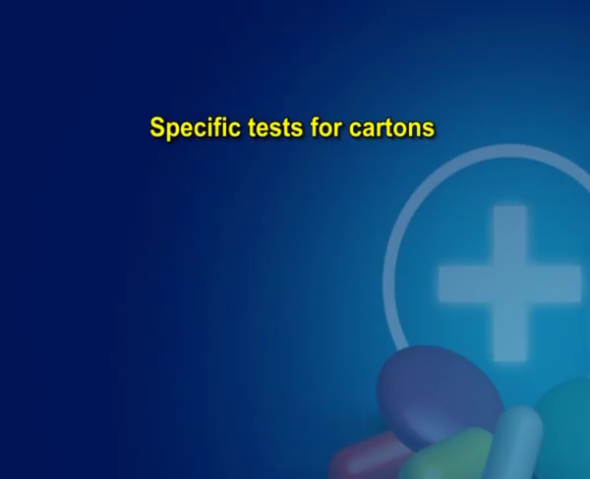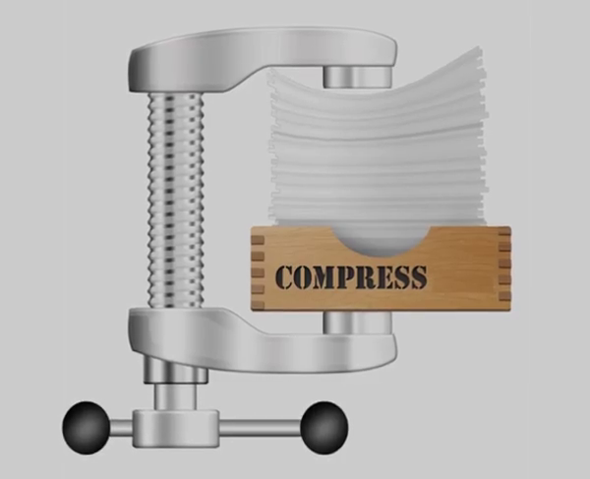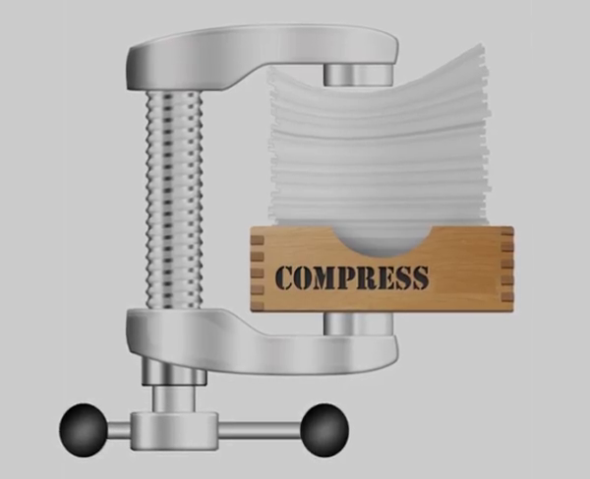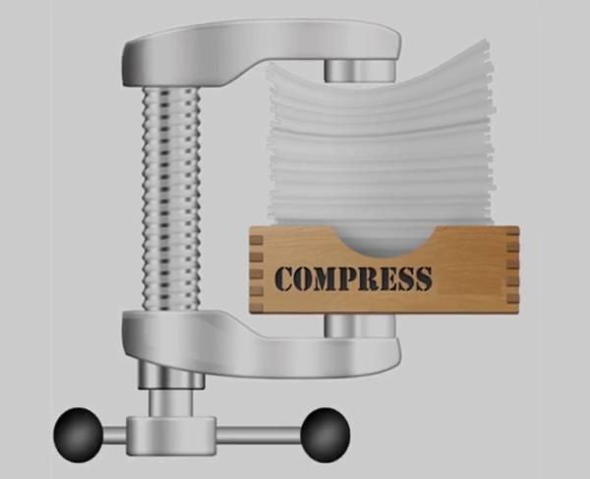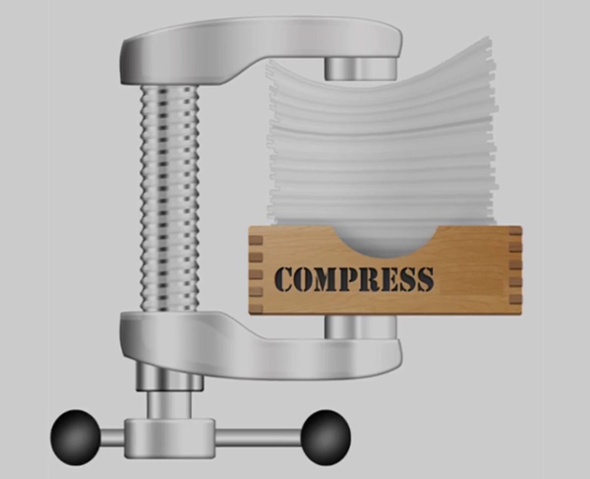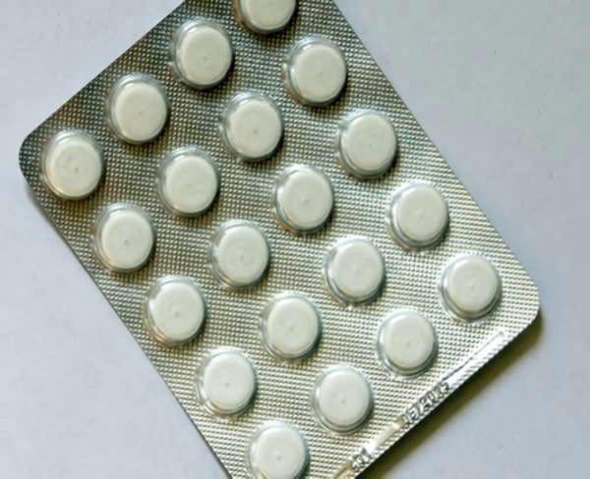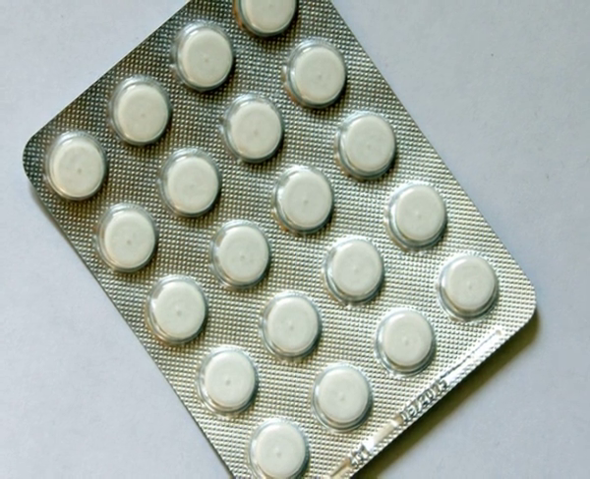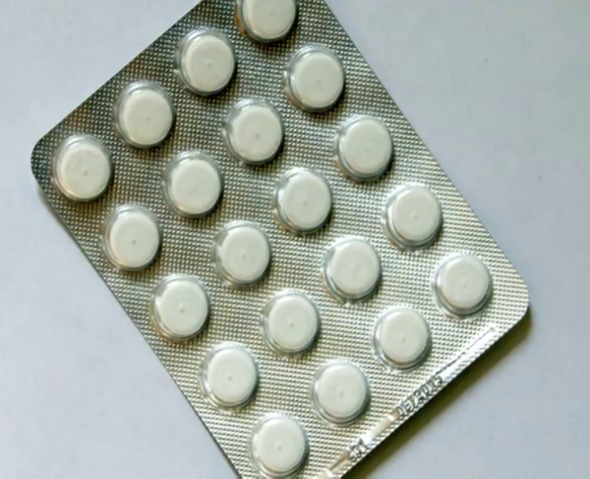Specific tests for cartons. Number 1. Compression. 3 methods can be used to assess the strength of the erected package, thereby estimating the degree of protection that it confers on the contents. This is particularly useful for products with no inherent strength in one plane or another, that is strip packs.